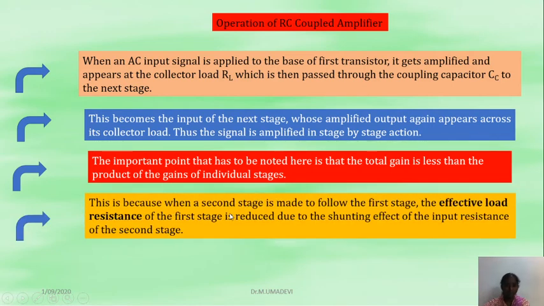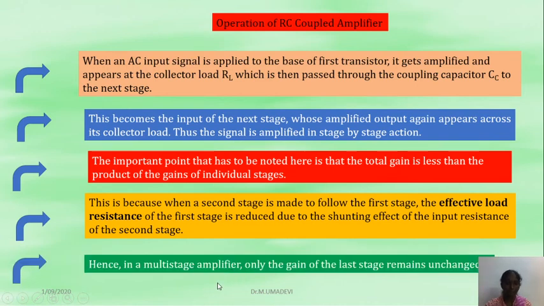Why? This is because when the second stage follows the first stage, the effective load resistance of the first stage is reduced due to the shunting effect of the input resistance of the second stage. That's the main reason why the total gain is less than the product of the gains of the individual stages. Therefore, in a multi-stage amplifier, only the gain of the last stage remains unchanged. The remaining stages, first or second or whatever, will be changed. Only the last stage remains unchanged.